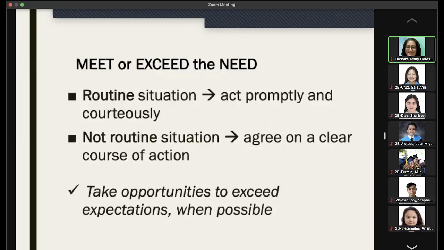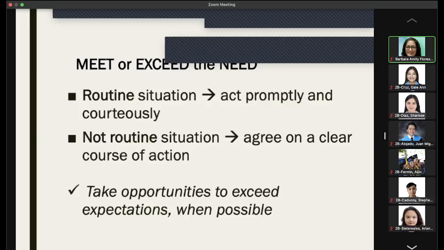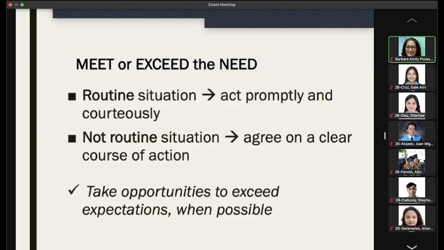So for routine situations, just act promptly and courteously. So just meet the need. For non-routine situations, you may want to agree on a clear course of action or take it a step higher. Okay, you want to exceed the need, so you put an extra something to please the person. But make sure that when you exceed the need, you're able to follow through. You can't exceed the need and then not be able to do it. Okay, so it is best to take opportunities to exceed expectations when possible.